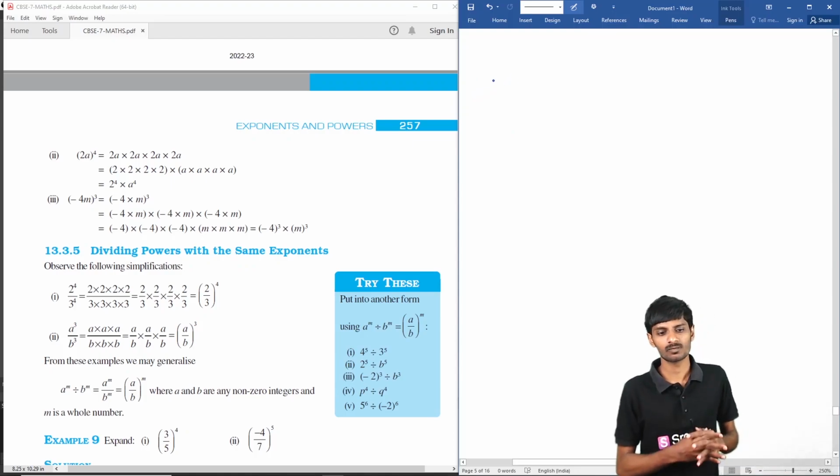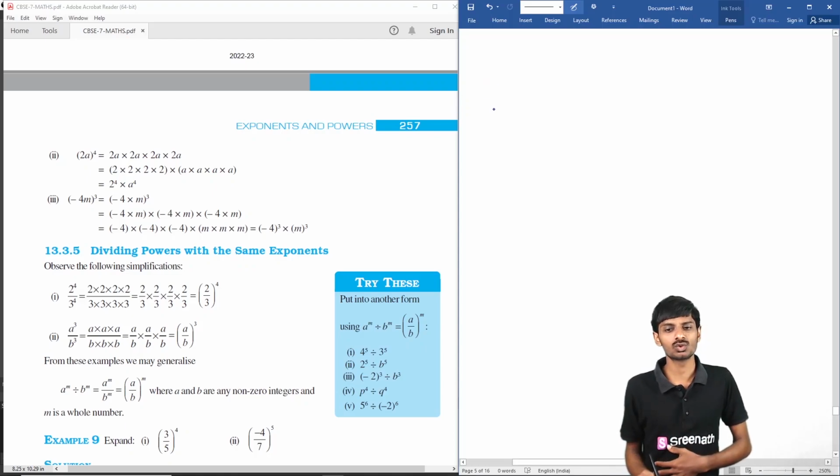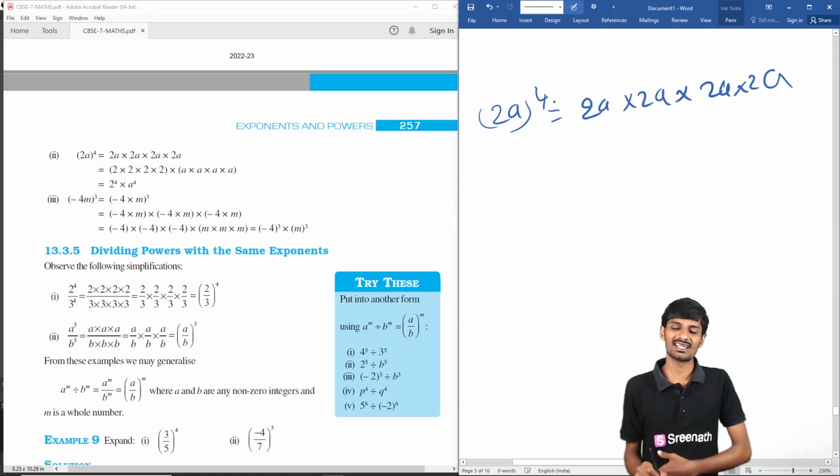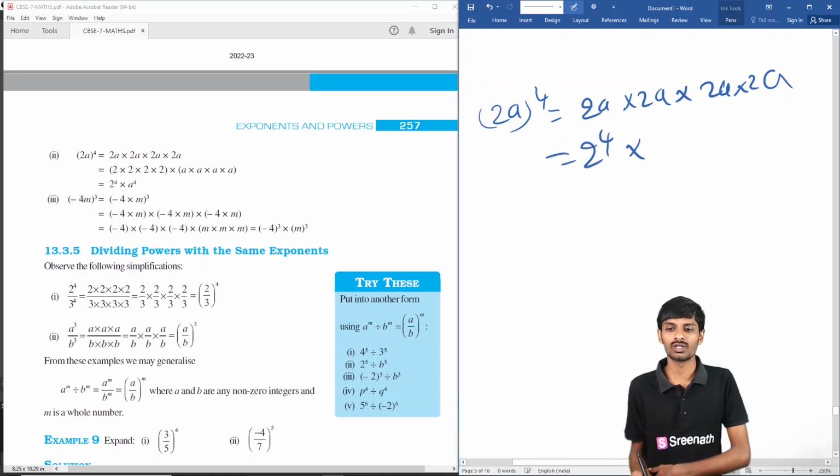And you have 2a power 4. How do you write it? 2a means 2a is repeated 4 times: 2a, 2a, 2a, 2a, students. And what do we have to do? There is 2 four times, so 2 power 4, into a four times, that is a power 4. That is the simplest way.